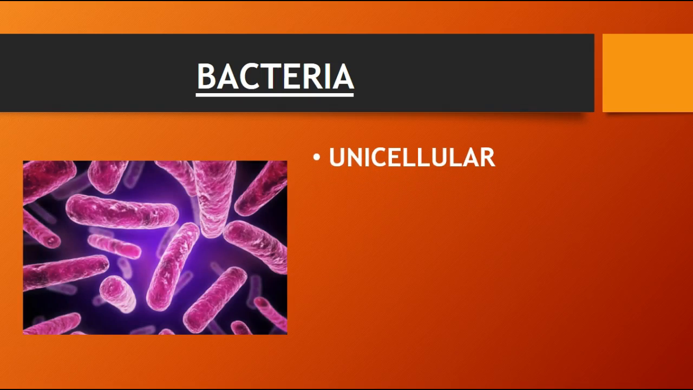Bacteria, they are unicellular. If you'll remember, unicellular means one cell. They're made up of one cell. And they directly cause damage to the cell. They're different than viruses in that when they infect the body, they damage the cells themselves. They don't inject their DNA into the cell and hijack the cell.